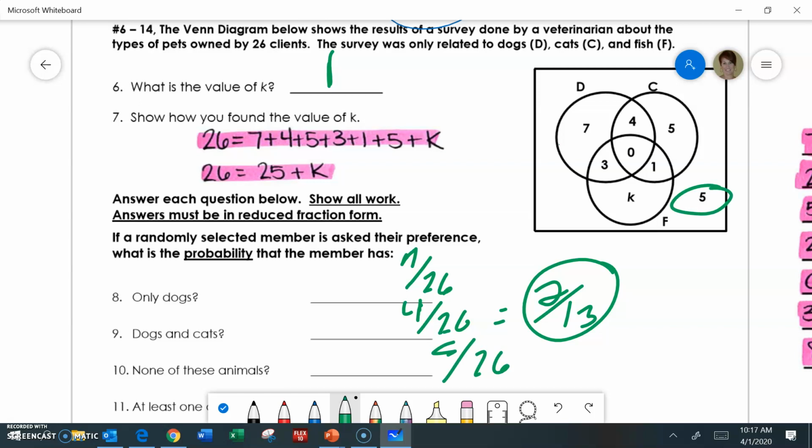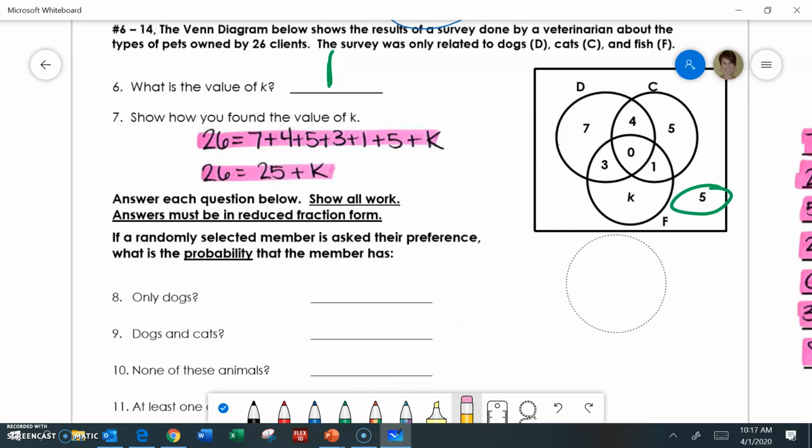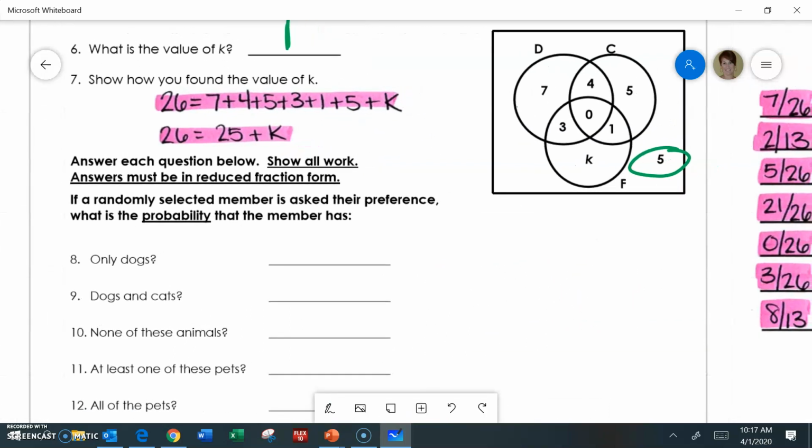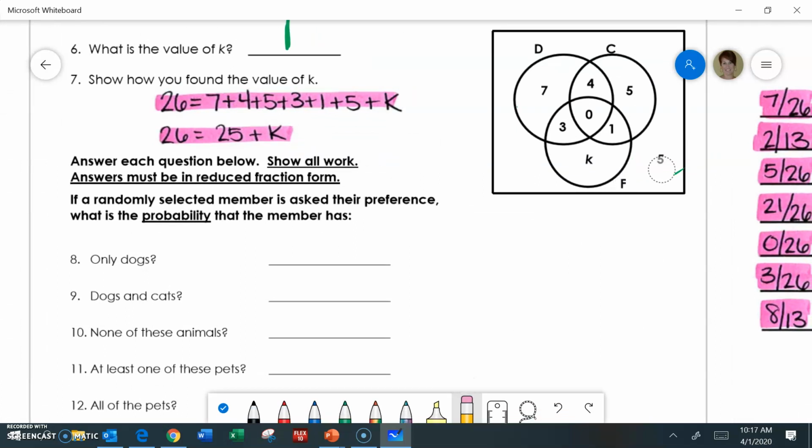Okay. For number 11, I'm going to scroll this up so I can read the question, then I'll come back down if I have to. For number 11, at least one pet. So the probability that someone has at least one of these pets.